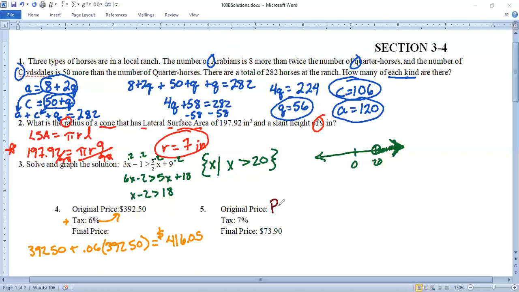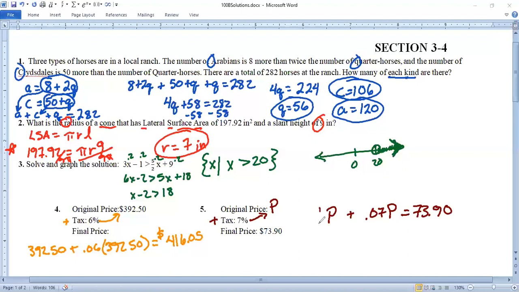And the final one, number 5, the original price. We don't know the original. The tax is going to be added on, so 7% of the price is going to be added on to the price, and we end up with $73.90. This is our equation. Be very careful. We don't times the 7% by the end result. That would be bad. So it's 7% of something we don't know, and then we add it to something we don't know, following the exact same pattern as number 4.